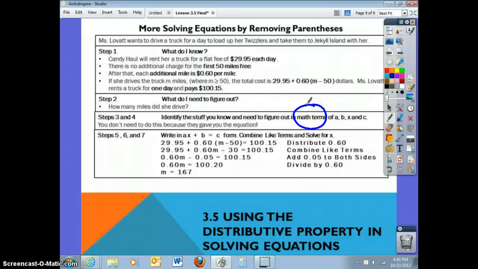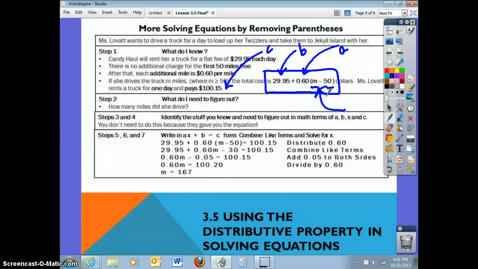Okay, so we now have what we know and what we need to figure out. Put those in math terms of A, B, X, and C. Well, this problem I already gave to you in terms of A, X, B, and C. They told you the thing that's not varying, the $29.95. That's B. They told you the total, how much money she spent, $100.15, and that's C. They told you how much it's going to vary by, 60 cents a mile. That's A. The thing that's a little bit complicated here is that the variable is not just M. M doesn't kick in until after the 50th mile.